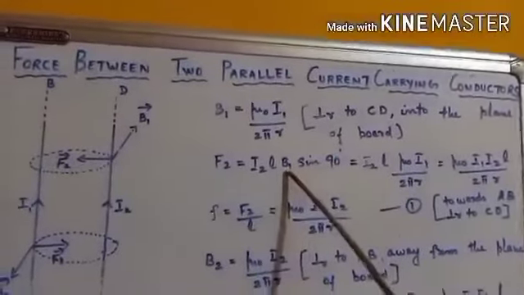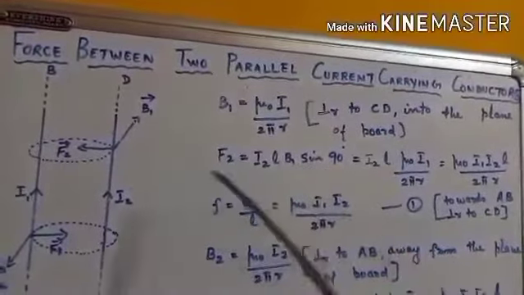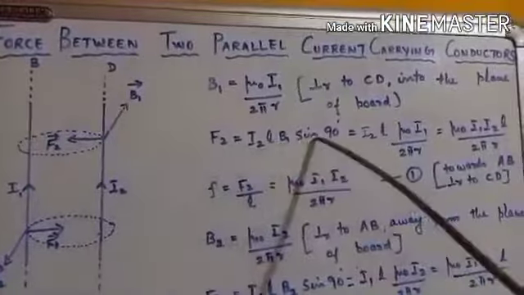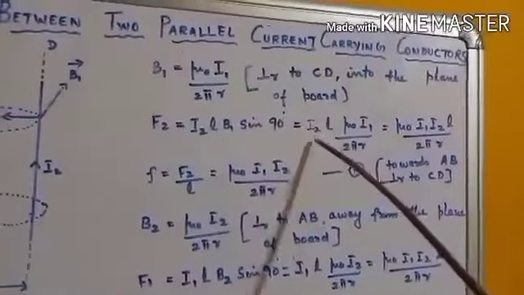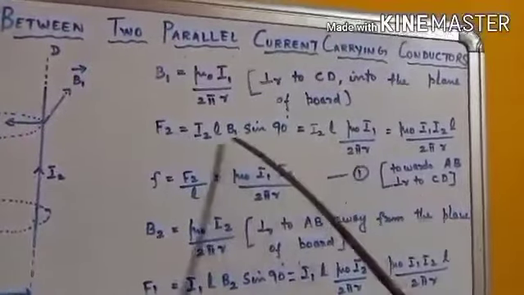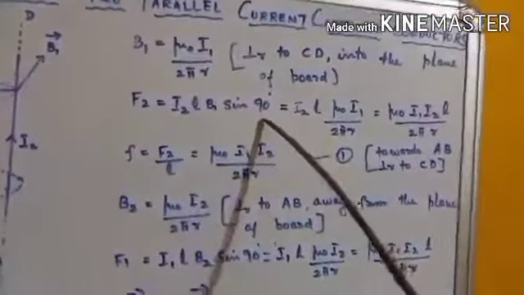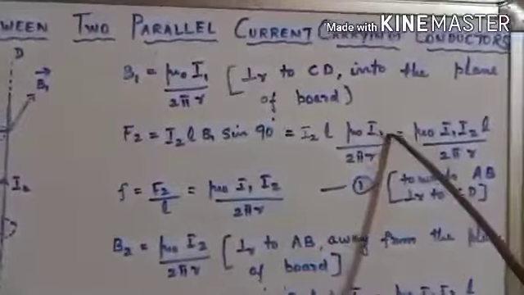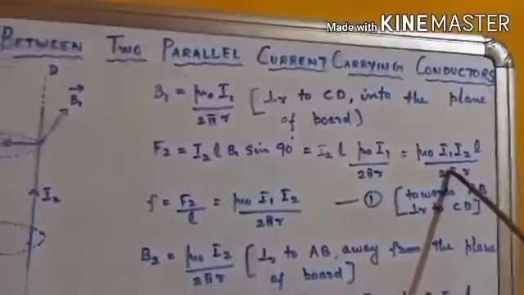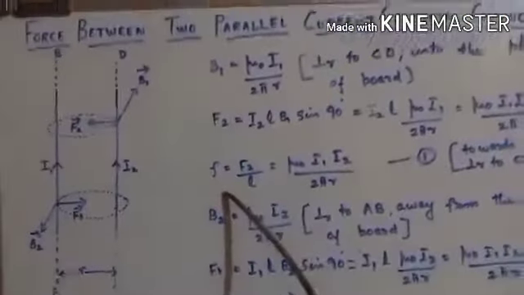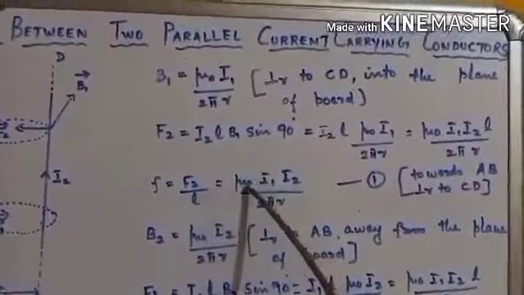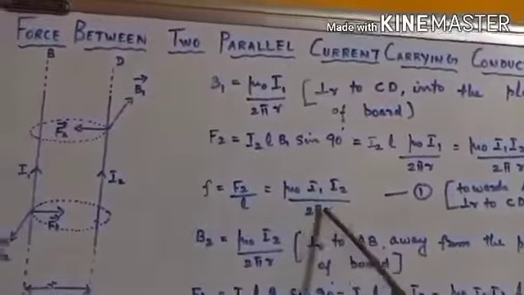So theta is 90 degrees. Already we have seen that the magnetic field is into the plane of the board, perpendicular to the direction of current, so sine 90 is 1. Substituting for B1, we get I2 L mu naught I1 by 2 pi r, so F2 equals mu naught I1 I2 L divided by 2 pi r. The small f I have written represents the force on unit length of the conductor. So F2 by L is mu naught I1 I2 divided by 2 pi r.